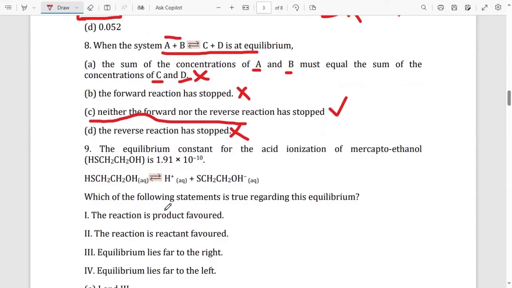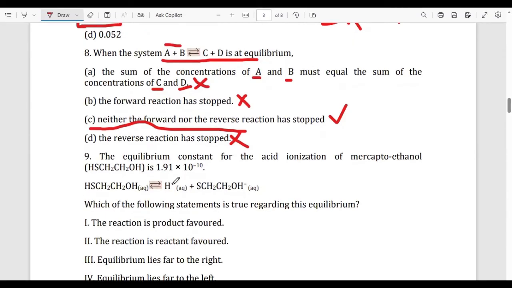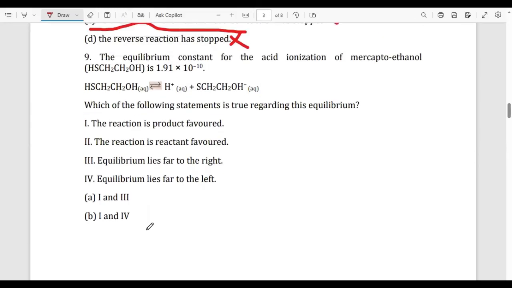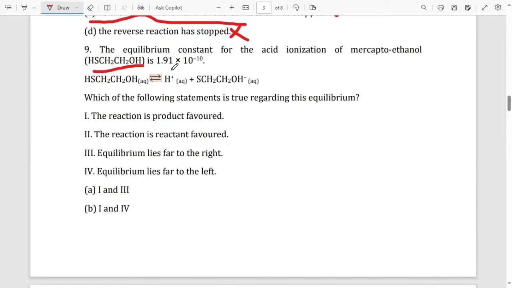Okay, and then 9. Oh, they're saying what on 9? Okay, so on number 9, they're saying the equilibrium constant for the acid ionization of mercaptoethanol, which is given by this formula here, is 1.91 multiplied by 10 to the power minus 10. Okay, so what do we notice? We notice that this equilibrium constant is very small, because this 10 to the power minus 10 is a very small number, and then you are also multiplying it with 1.91. So it will be a very small number.